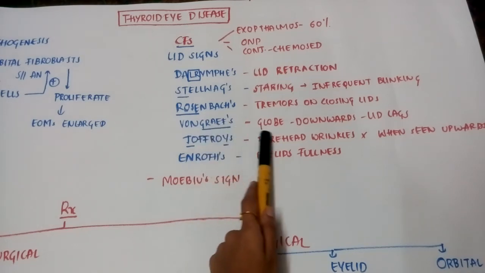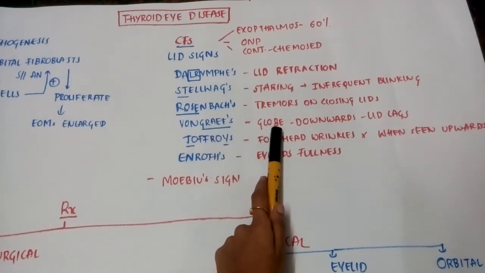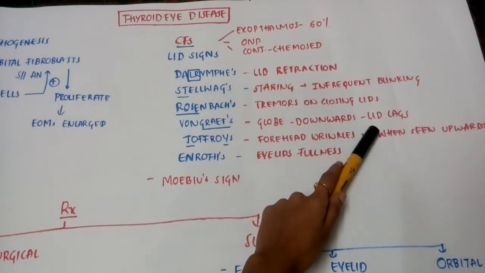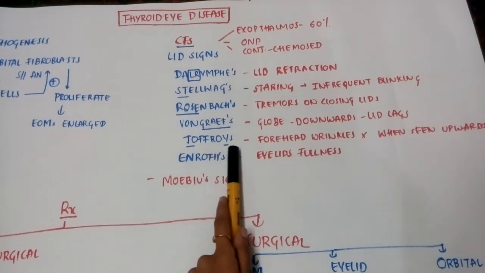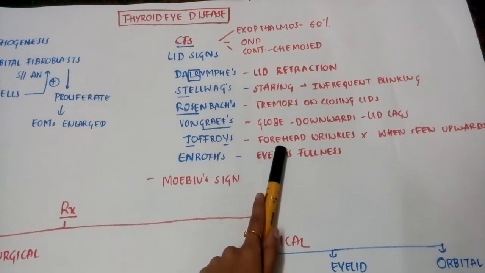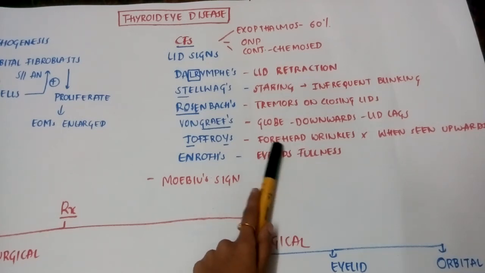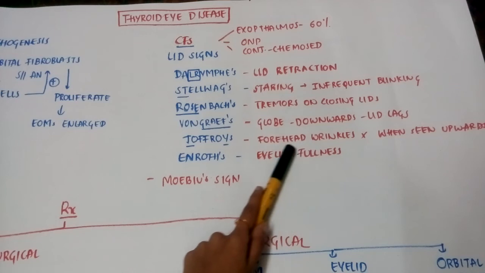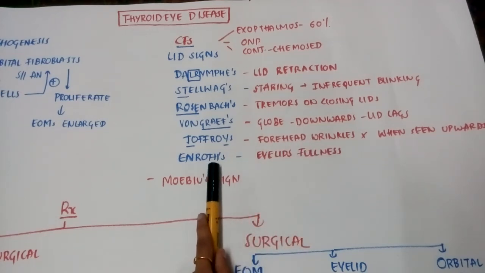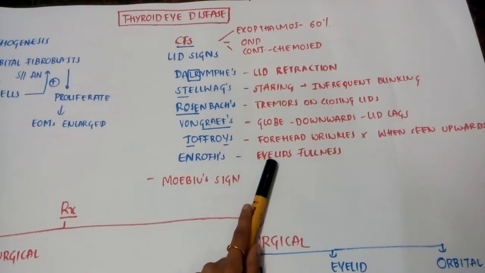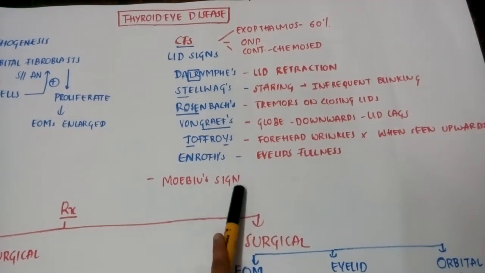So in grief, von Graefe: on moving the globe downwards, there is lagging of the lid. And as she accepts, he is joyed, Geoffroy: when you look upwards, the forehead wrinkles are lost on that side. Enroth: with happiness, the eyelids are filled, that is, fullness of eyelids. Then the other sign is Mobius sign.